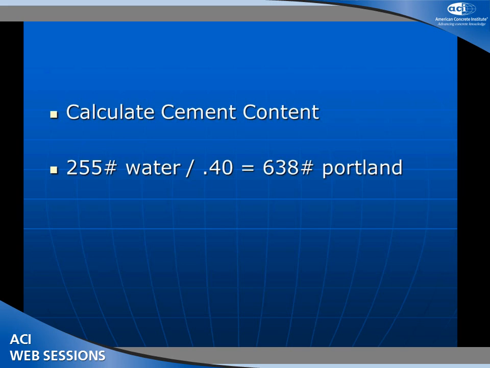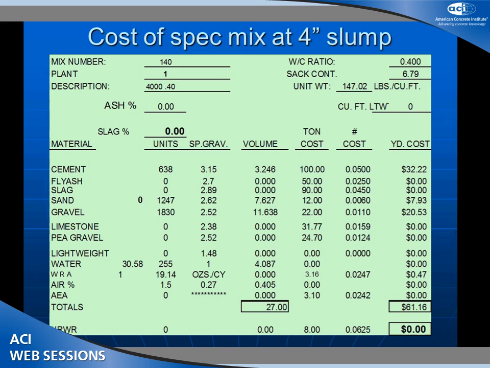Basically, we take our 255 pounds of water. Now we're back figuring the water-cement ratio into that value, and it comes up with 636 pounds of portland cement. So going through all the normal design criteria, we would come up with the same aggregate amount. Sand has been calculated.